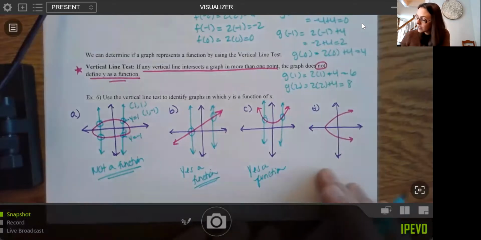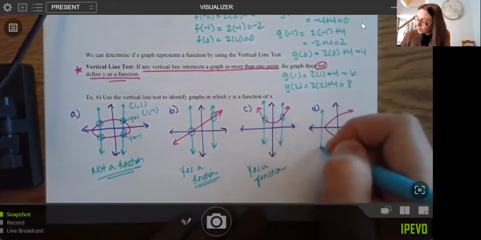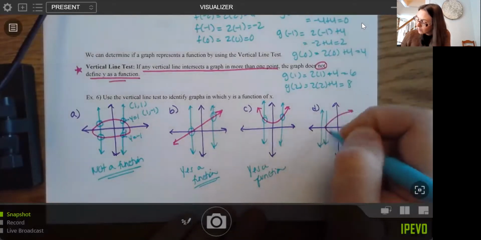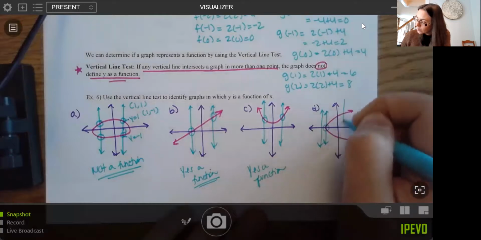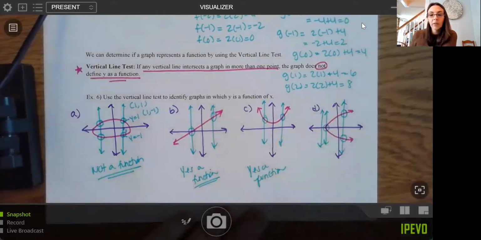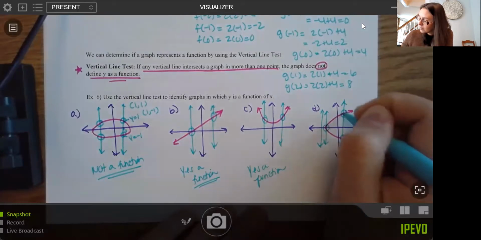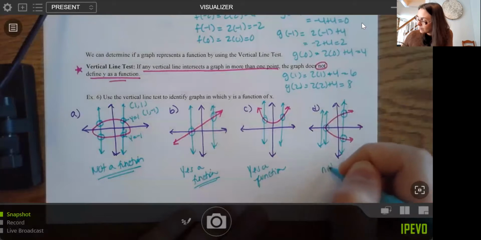And then this one we're going to see is a problem. Now, there's no issue here. There's no issue here. It only touches once. But anywhere else I draw a line on the right of that, I'm going to hit that graph more than once. If you can find one vertical line that doesn't work, then it's not a function. So this vertical line hits twice. So this is not a function.